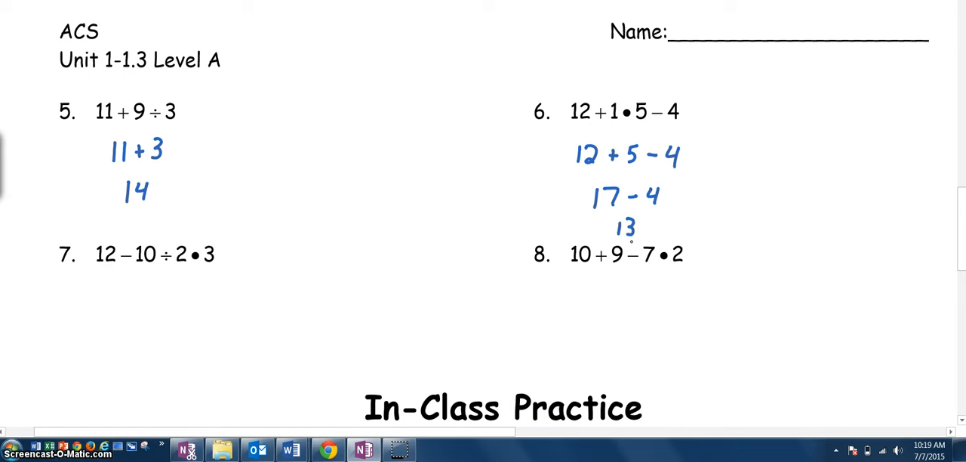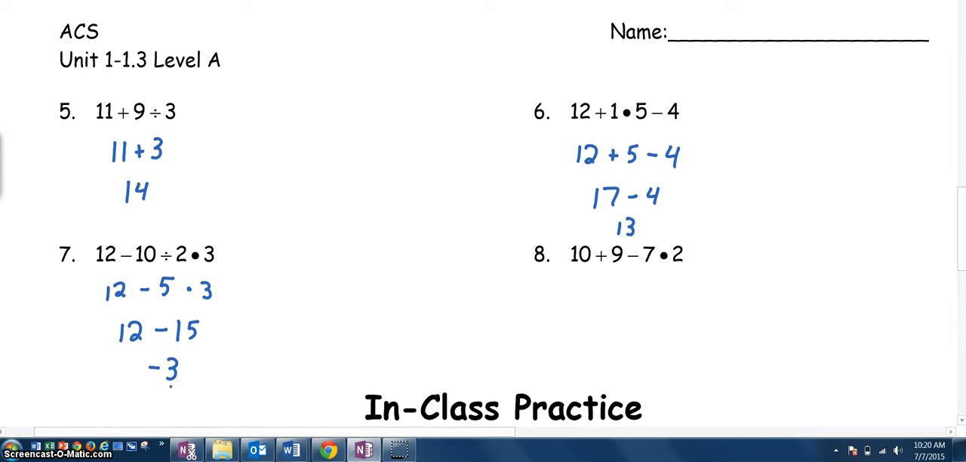Number 7, 12 minus 10 divided by 2 times 3. So in this problem I have subtraction, multiplication, and division. So in step 3, that's the multiplication and division. So I'm going to go from left to right. I come across this division first. So I have 12 minus 10 divided by 2, which is 5, times 3. Now looking at my operations, I have subtraction and multiplication. Multiplication comes first, so I'm going to do 5 times 3. So we get 12 minus 15. And then I can finally subtract to get minus 3.